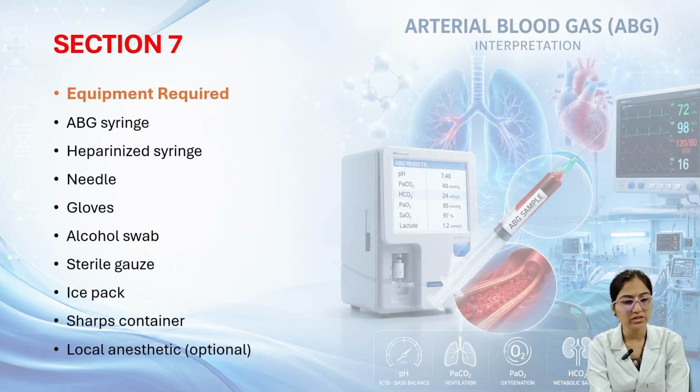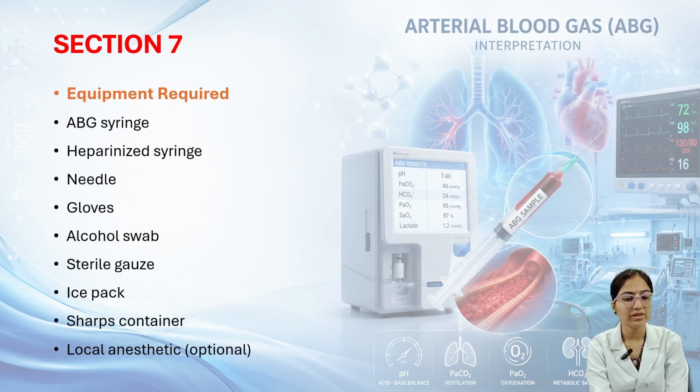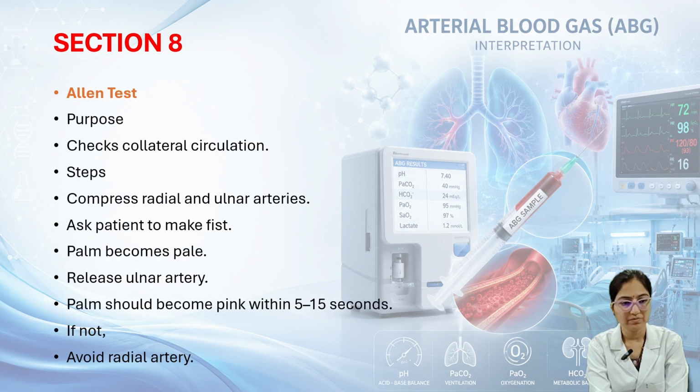And then equipment required: ABG syringe, heparinized syringe, needle, gloves, alcohol swab, sterile gauze, and then ice pack, sharps container, and then local anesthetic. That is optional.